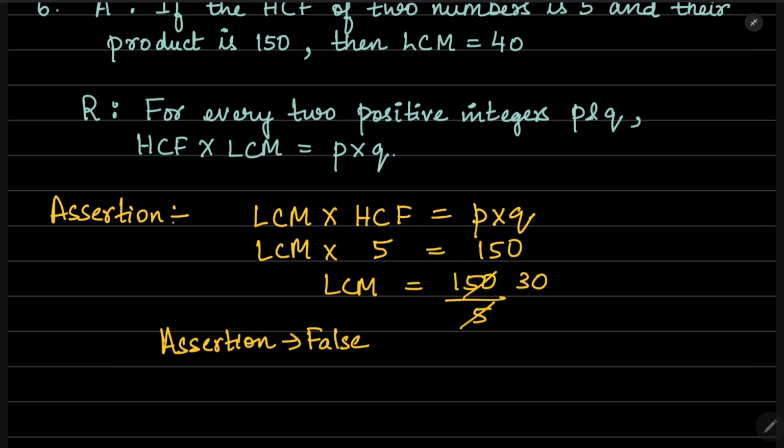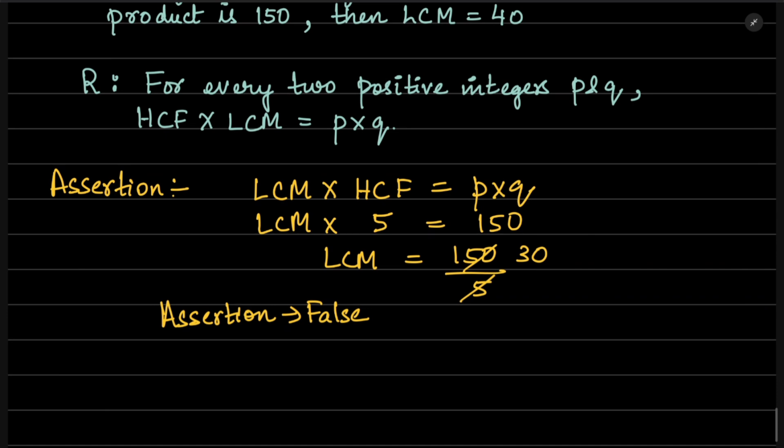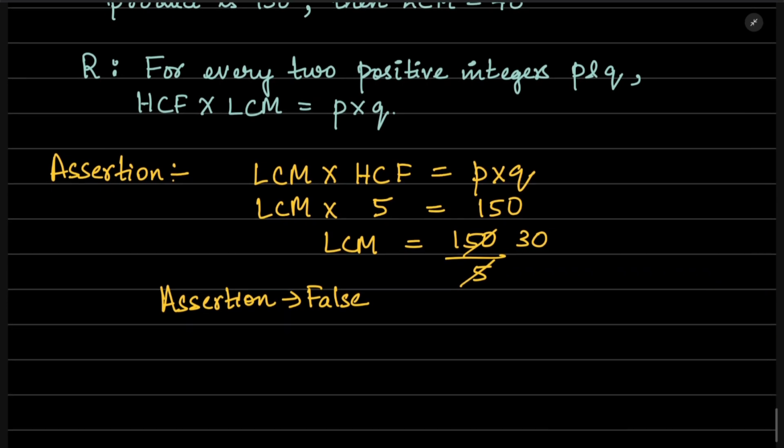And what is the reason? For every two positive integers P and Q, LCM into HCF is nothing but the product of HCF and LCM is the product of the two numbers. So your reason is true. Reason is true. So what will be the answer? If your reason is true and your assertion is false, then the option will be option D. Okay, and these rules will be given to you already.